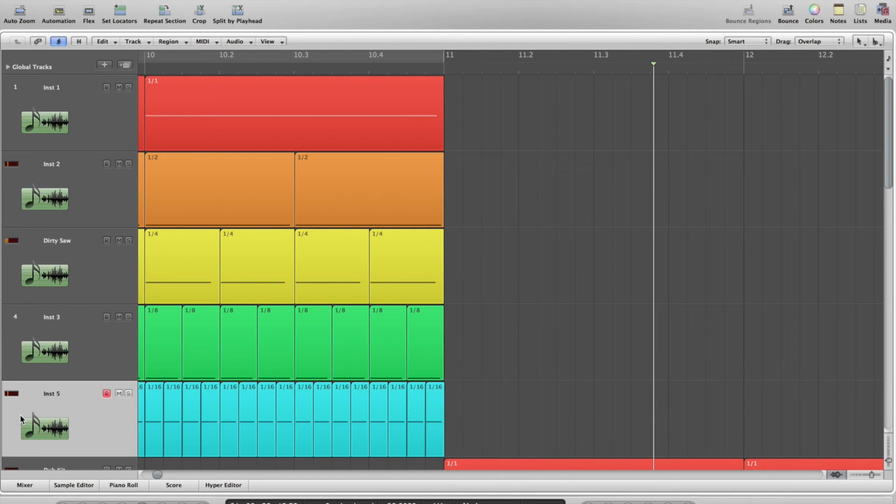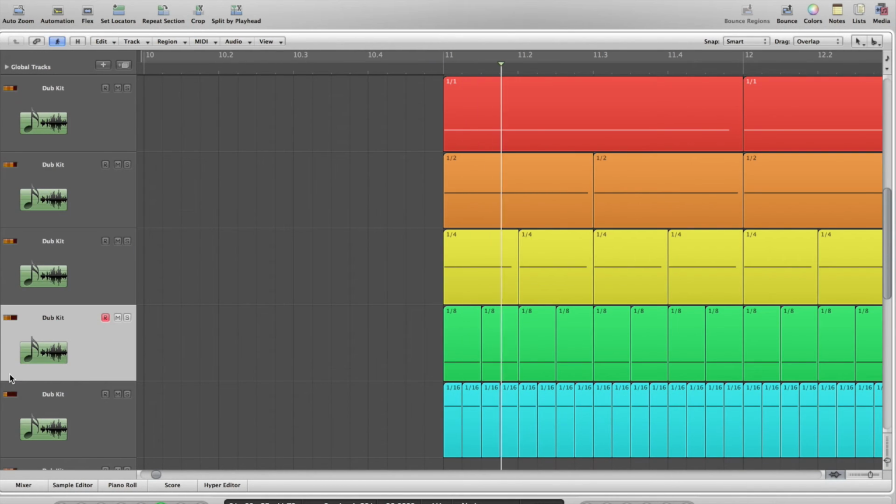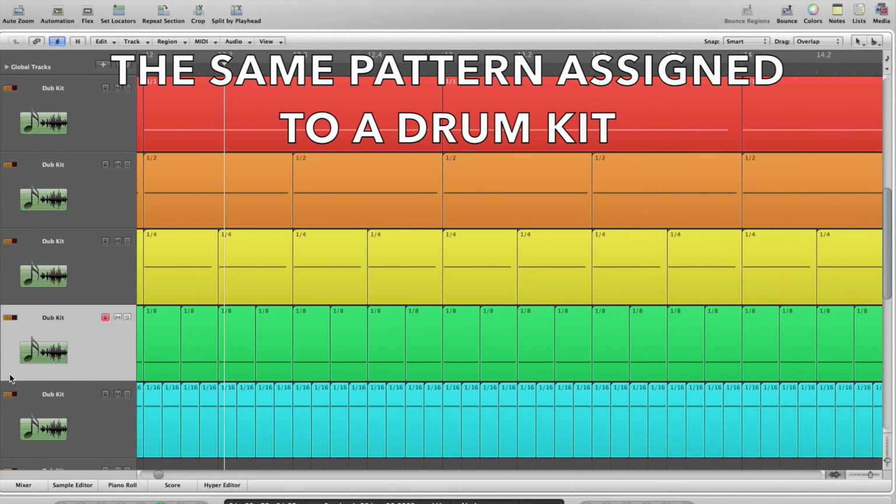And here is the same basic pattern laid out on a drum kit.